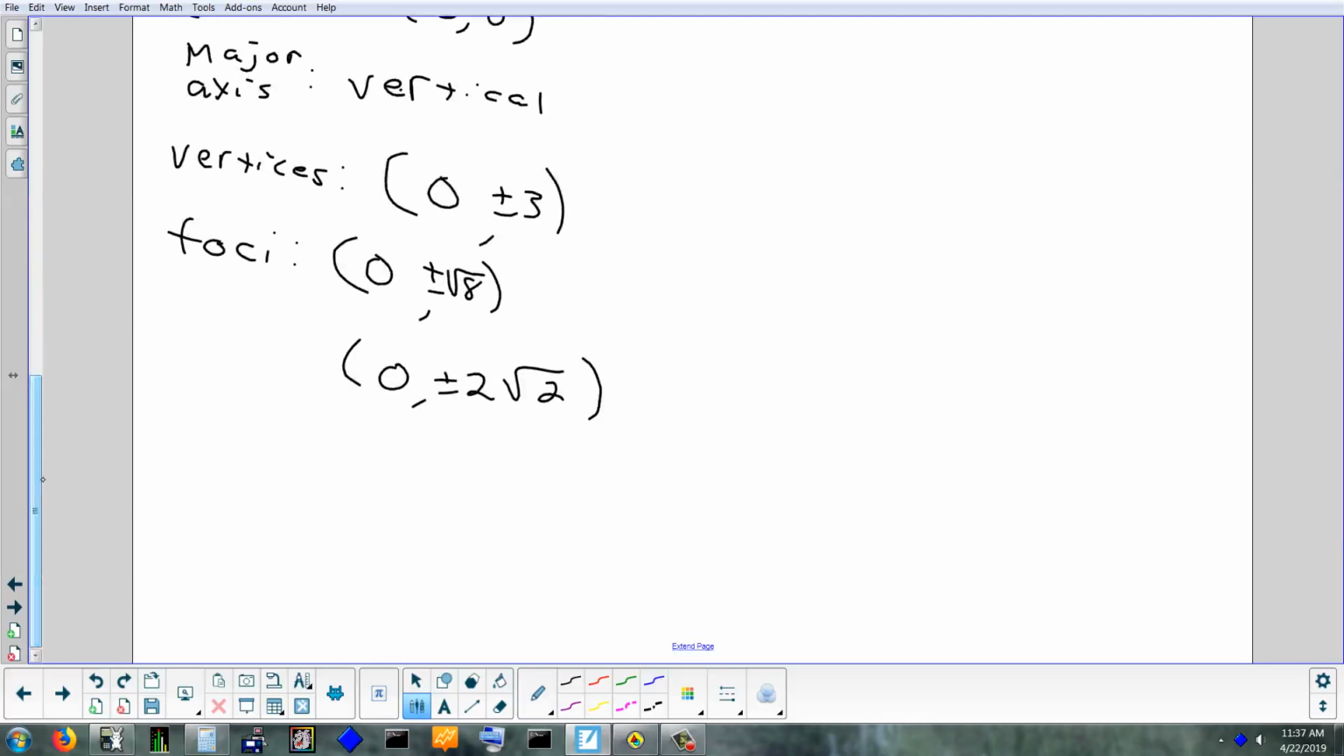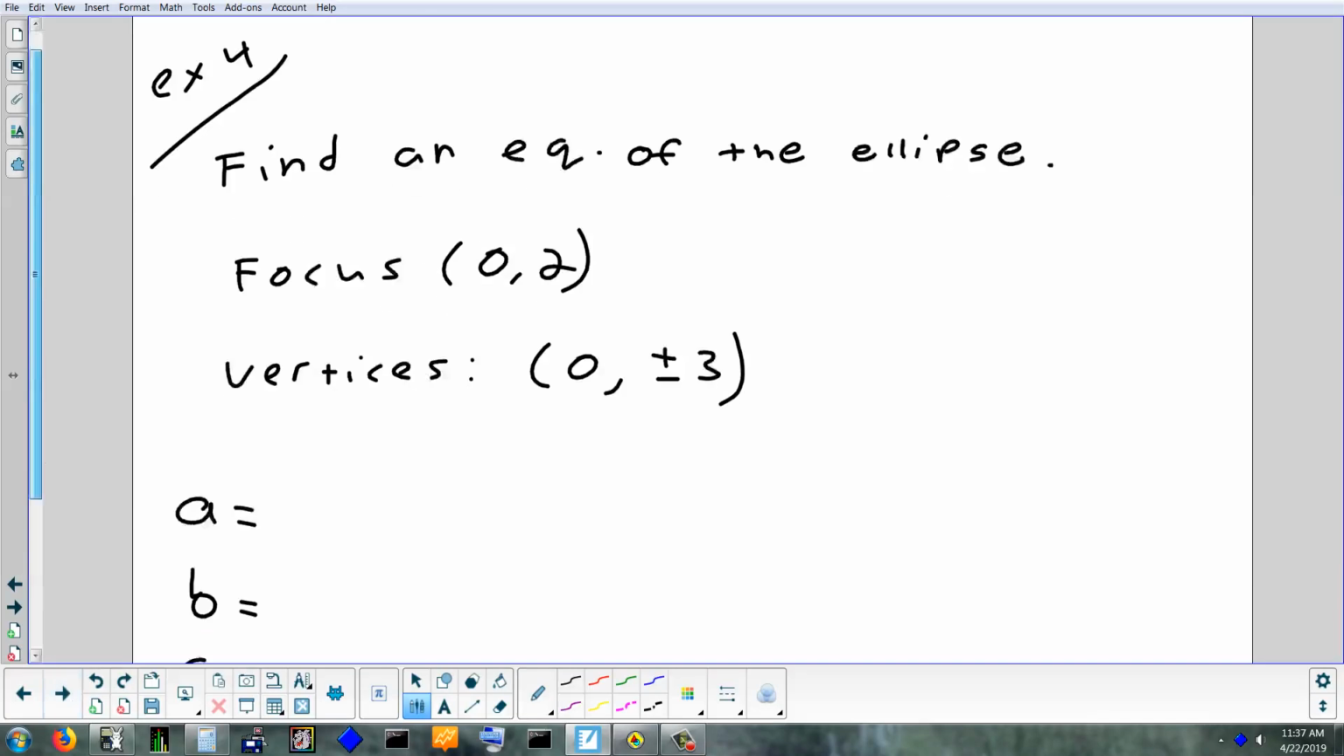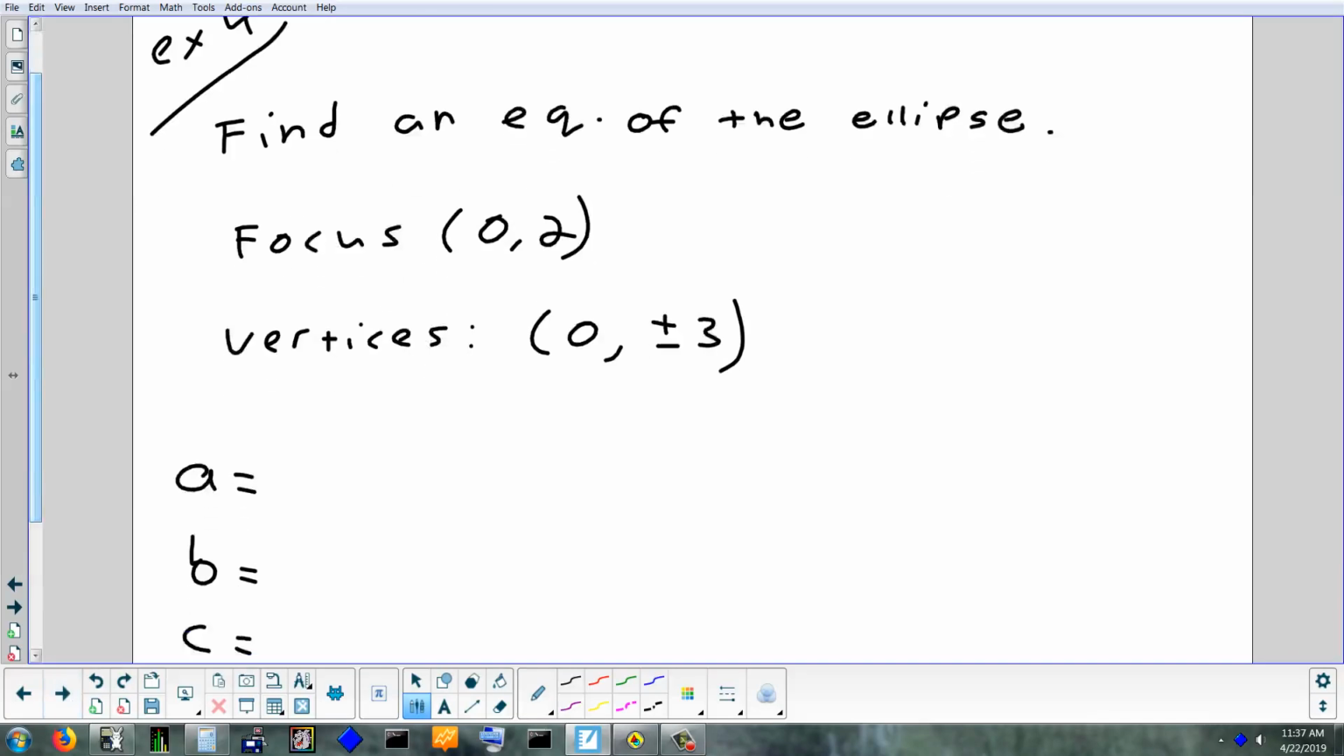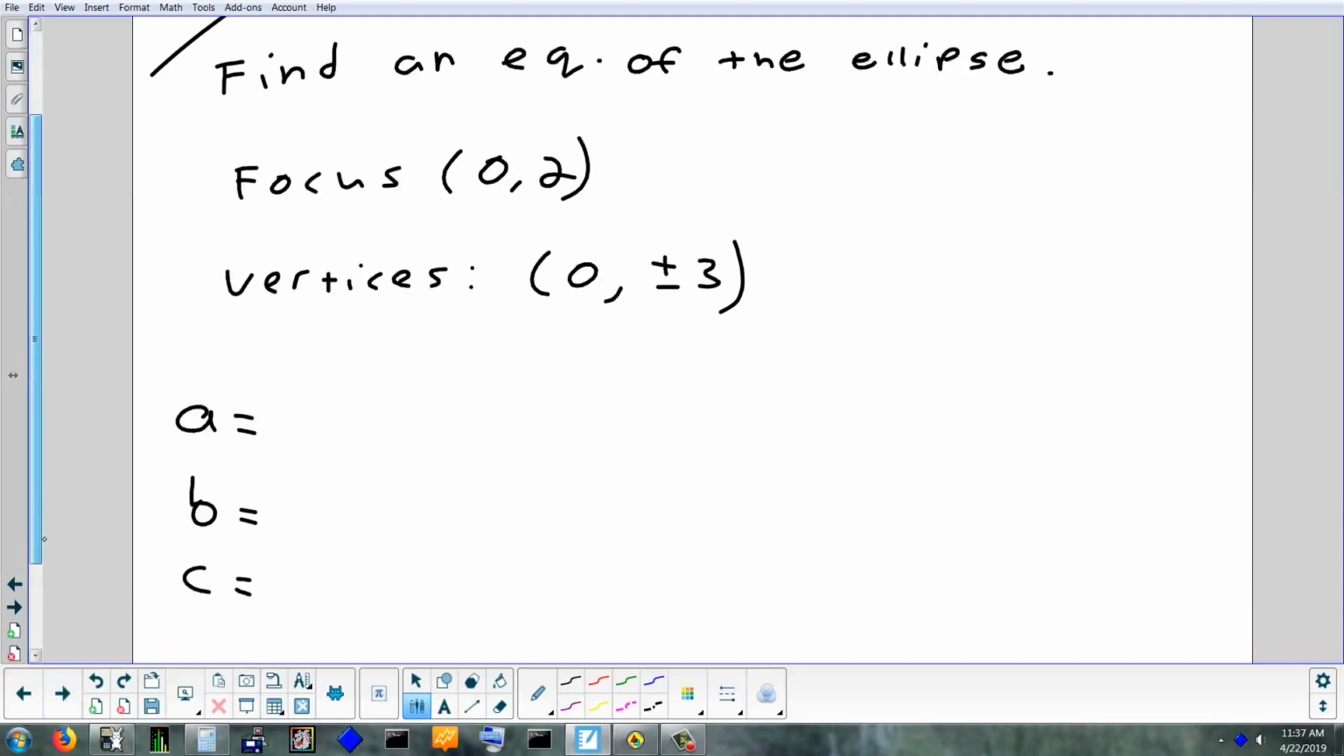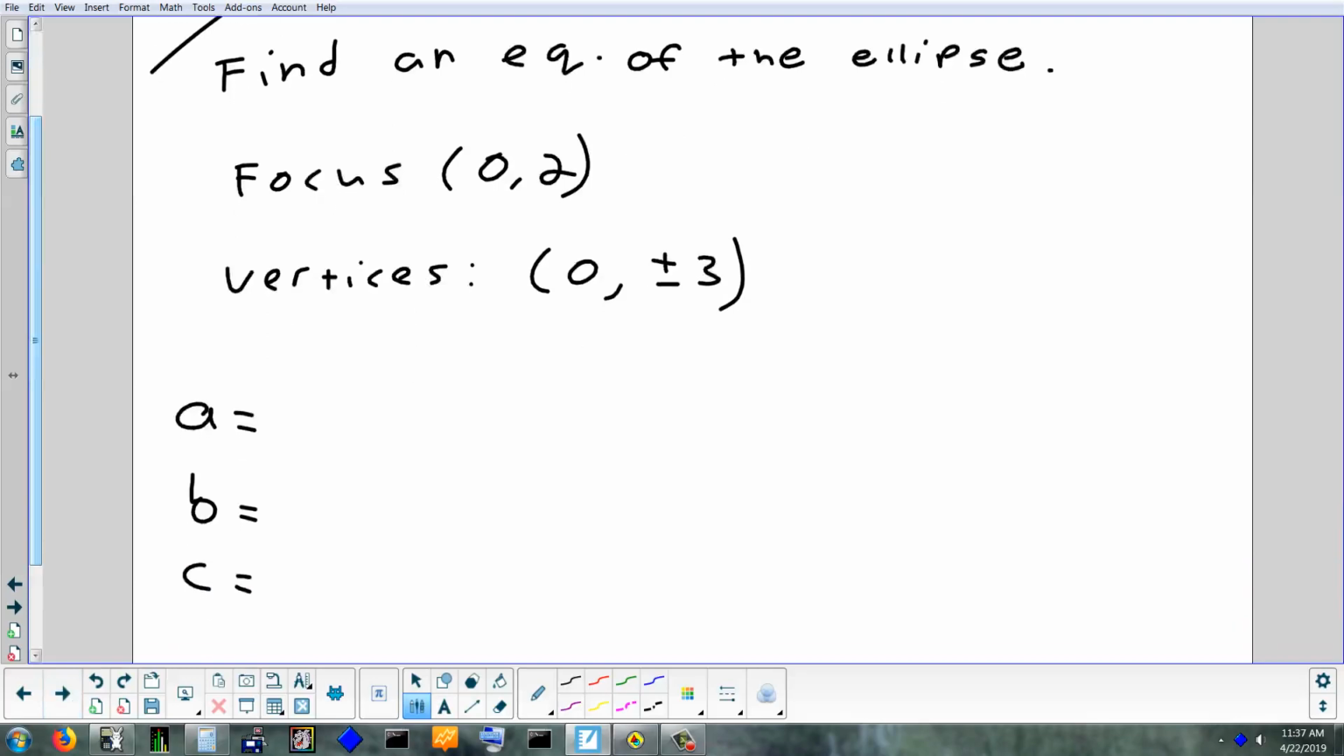Okay, so these conic sections are all kind of the same. You're all doing kind of the same type of stuff. All right, find an equation for the ellipse. Regardless of what they have you do, try to get A, B, and C first. That's kind of the stepping point to figure out everything. Based on the information they've given me, anybody think they can tell me either A, B, or C?